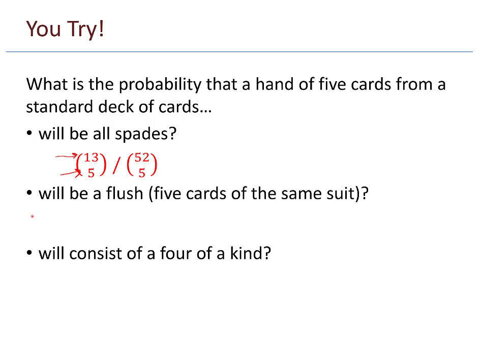In the next question, what's the probability that this hand of 5 cards is a flush? In other words, 5 cards of the same suit. So in this case, there are 4 different suits, so it's like I choose the suit, and then once I have the suit selected, I need to choose the 5 cards within that suit. So 4 times 13 choose 5. And then of course that's divided by 52 choose 5.